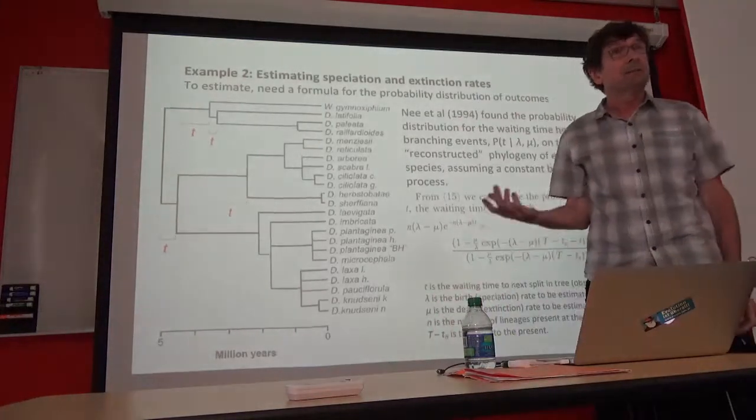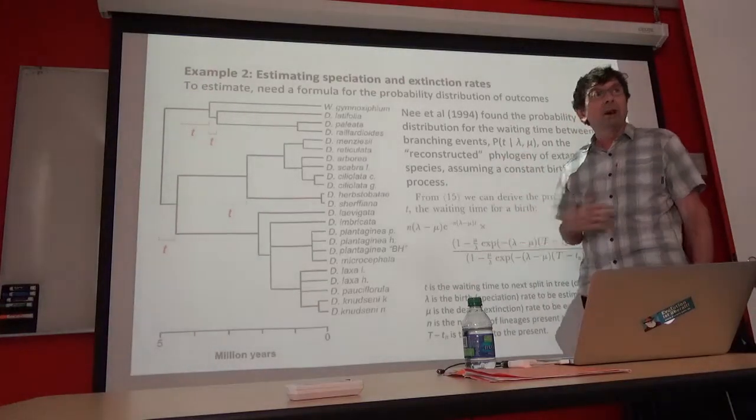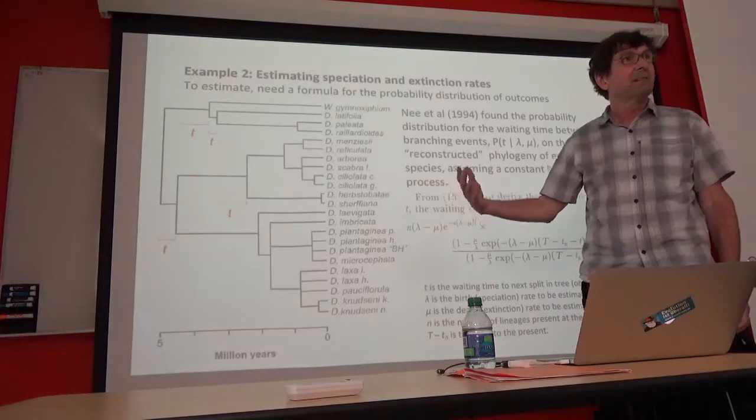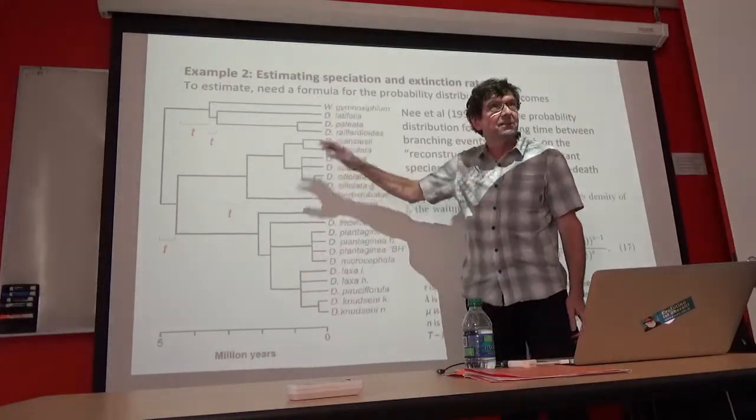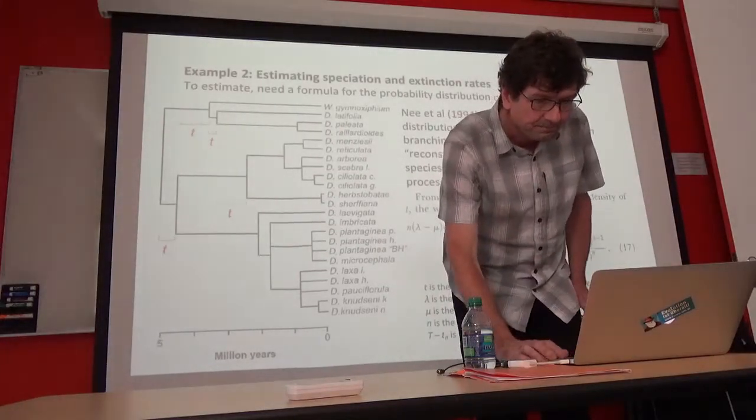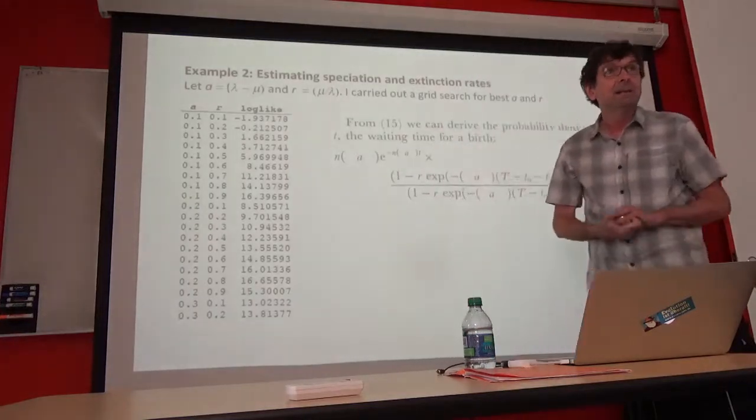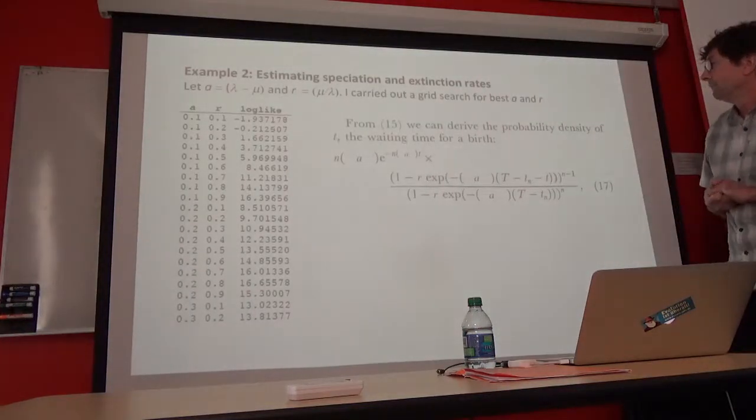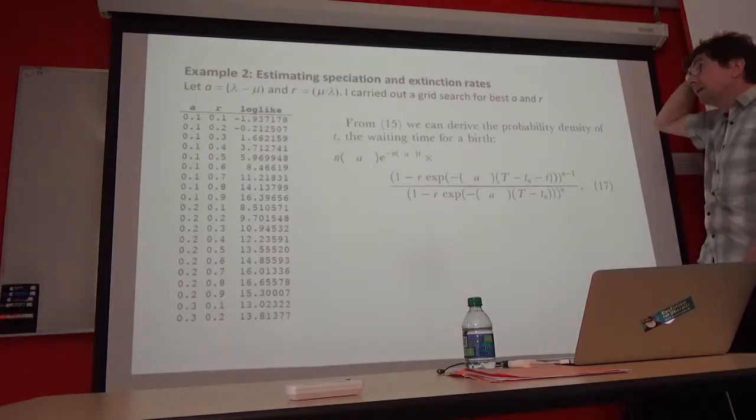An important assumption of this method is that the speciation and extinction rates have not changed through the history of this lineage. And it's the same along all branches. Everybody knows that assumption is false. But there might nevertheless be some ways in which you can use that data anyway.